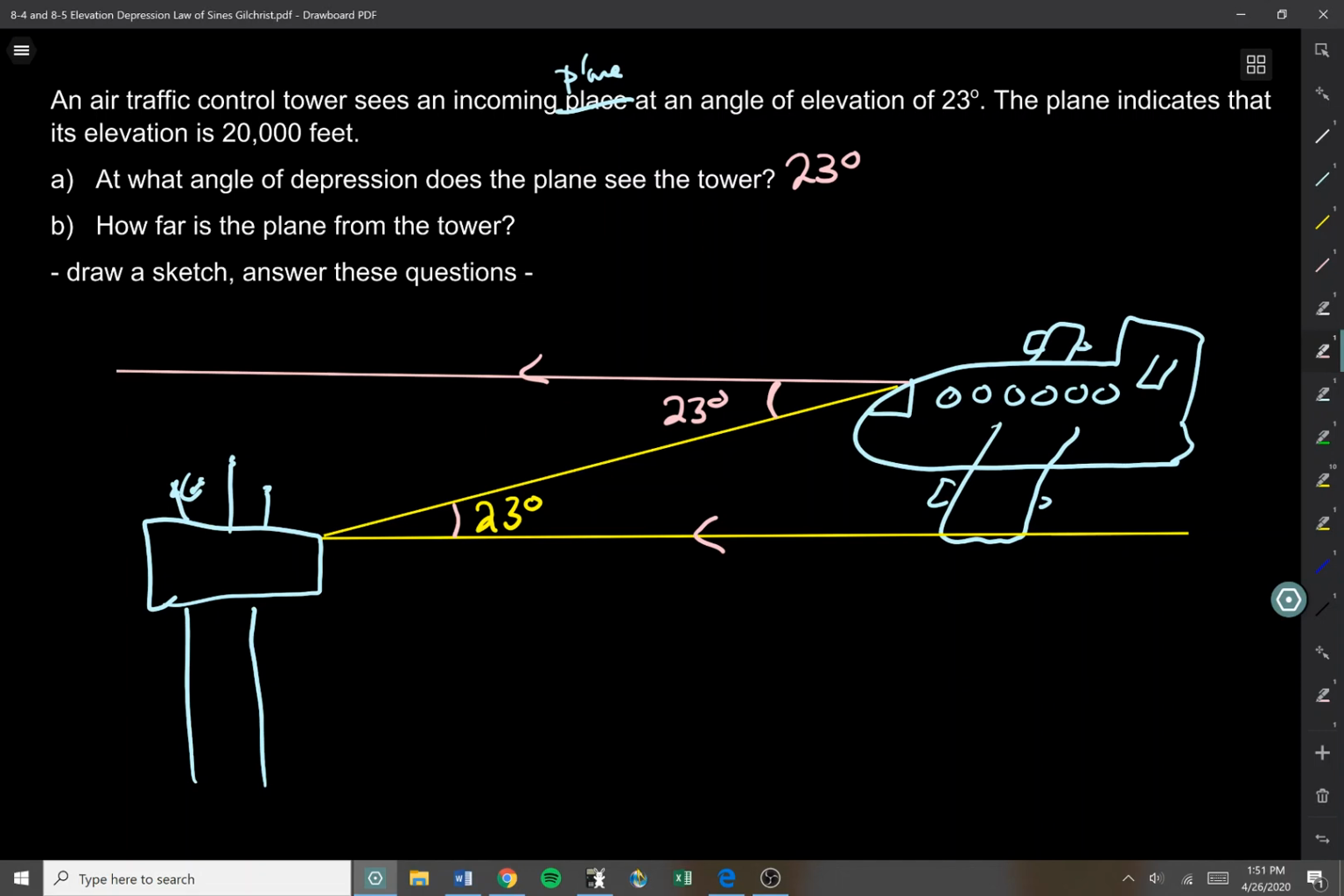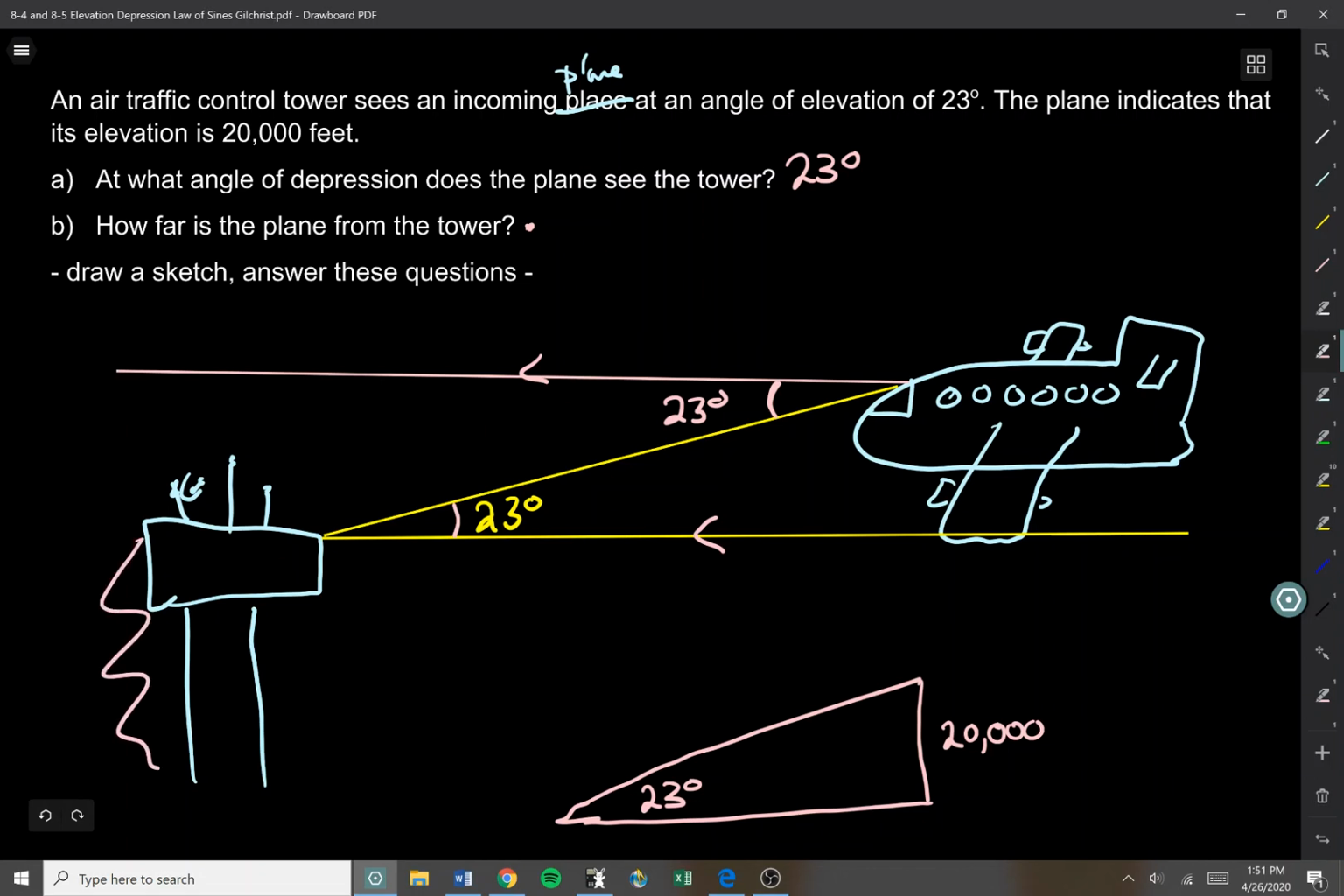Now the question we ask next is, how far is the plane from the tower? Well, I'm going to draw a triangle. We're not going to worry about the fact the tower is a little bit above the ground. We're just going to say the plane is 20,000 feet in the air. We know that this angle here is 23 degrees, and 20,000 is so high that the tower being a little above the ground doesn't really matter.